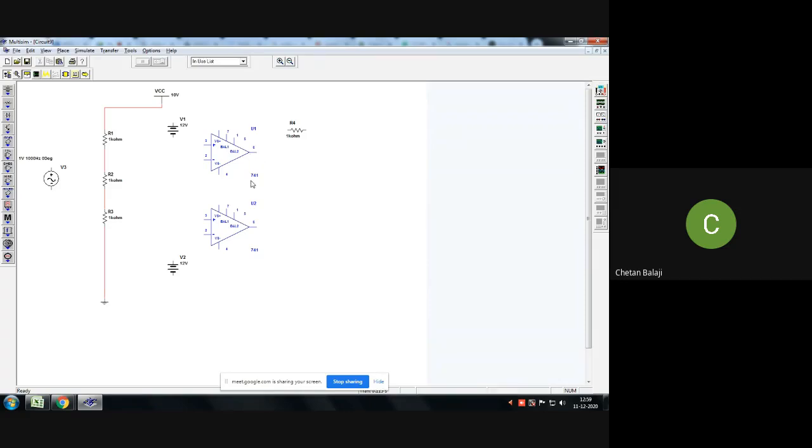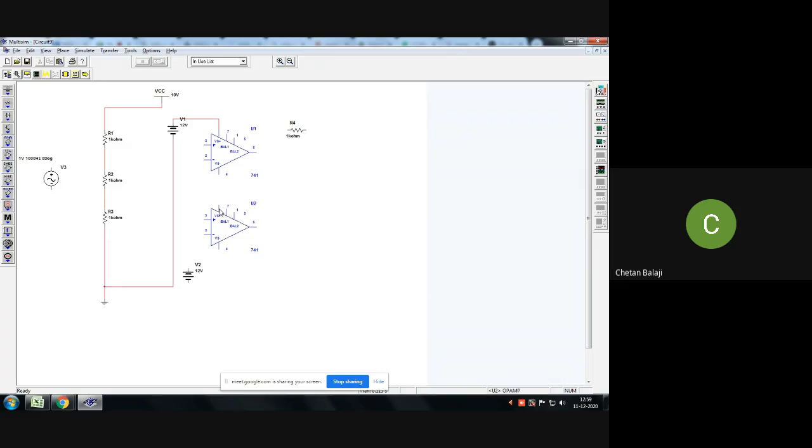Next, you can see Vs plus here. Give that point to plus, and give the other one to minus. Minus in the sense of ground. Minus will be given to ground.